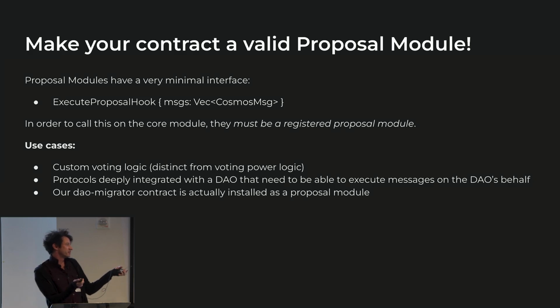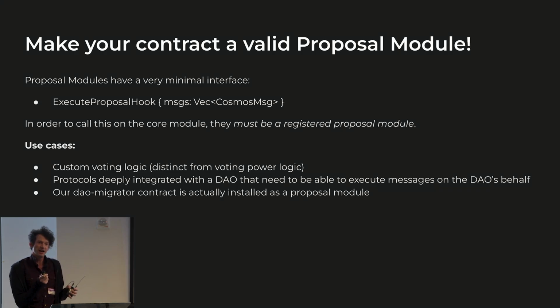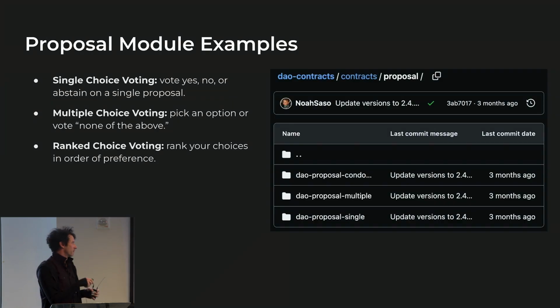And then finally, we have a DAO migrator contract. We have all these different modules, and upgrading them was kind of a complicated thing. So when you migrate your DAO to a new major version, you just add a DAO migrator as a proposal module, and it does all the migration logic, upgrading every single contract in the DAO, and then it uninstalls itself. So you can do a lot with proposal modules, and I'd be curious to hear anyone else's requirements, but it's actually pretty simple. You just have to have one execute message. And there are a lot of different proposal module examples, right?